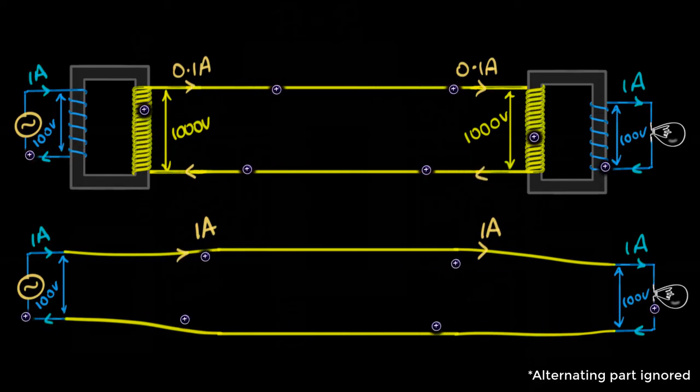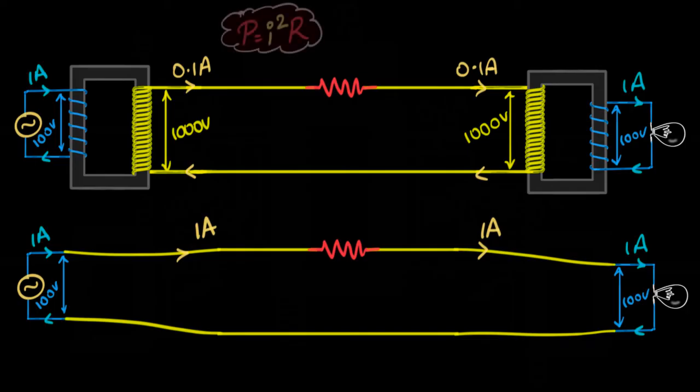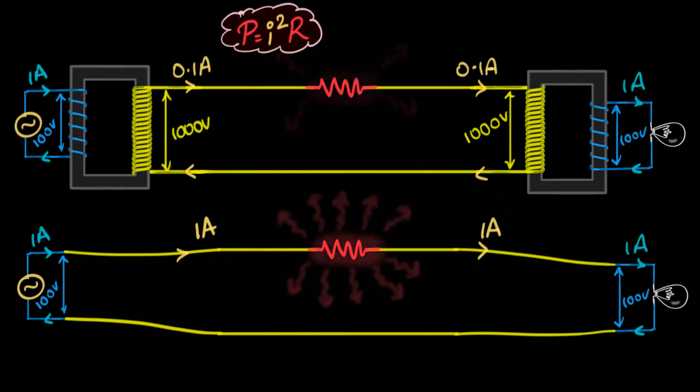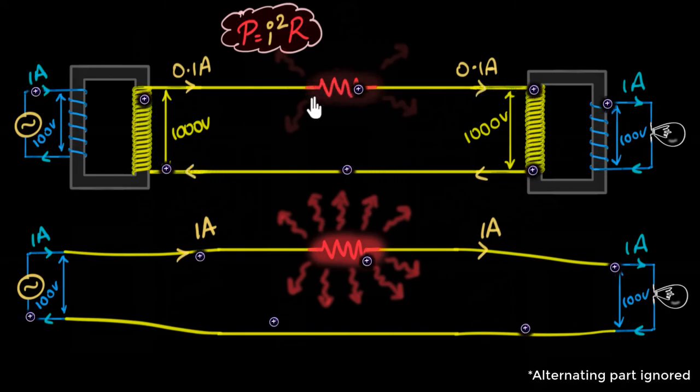And so now if we factor in the resistance of these transmission lines, which is very real, then remember the power dissipated, the amount of heat dissipated per second in the transmission lines, is given by I squared R. And since the current over here is 10 times smaller than the current over here, the power dissipated over here would be 100 times smaller than the power that would get dissipated over here. Which kind of makes sense because the charges are flowing very slowly over here, less collisions are happening, and so you would expect low power dissipation.